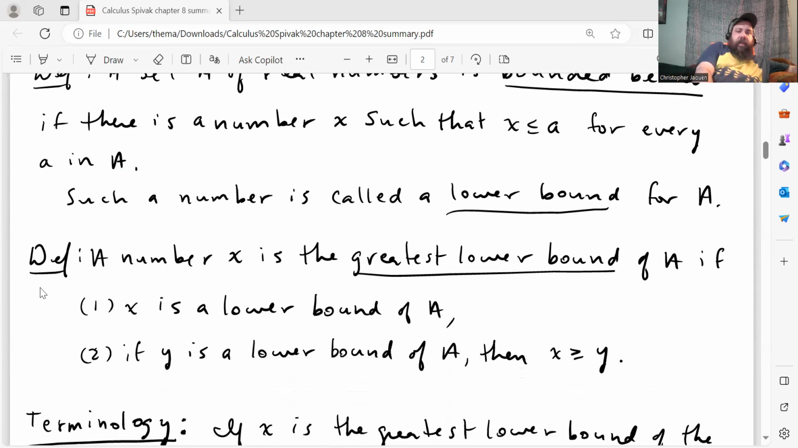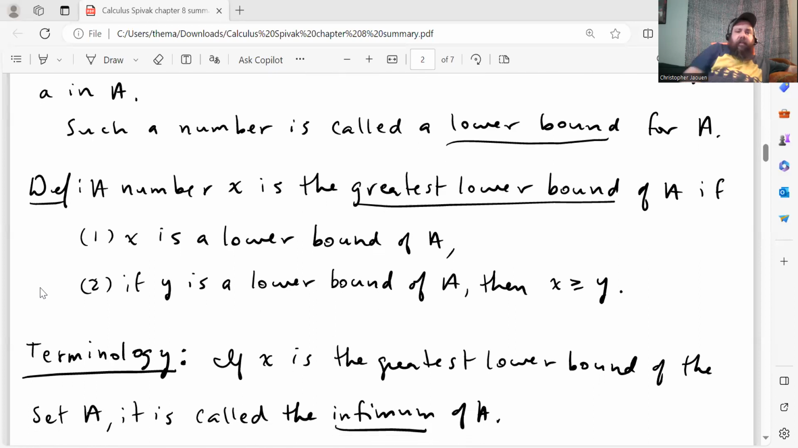And using that idea, we can define what we mean by a greatest lower bound of a set. So a number x is the greatest lower bound of A if, again, there are two conditions: x has to be a lower bound of A, and if y is a lower bound of A, then x is greater than or equal to y. All right, so again, if a set has a greatest lower bound, it's unique.